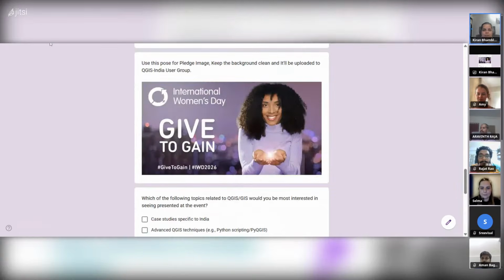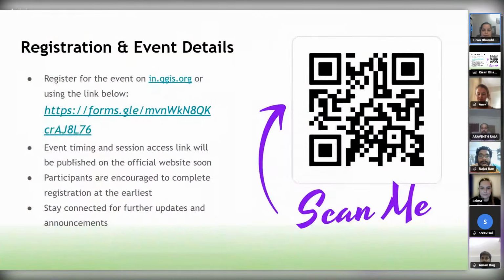Once we get all the responses, I'm sure we'll be able to share the timeline as well as the session access link, which will be published on the website very soon. I'm hoping by Monday, but let's see. It is a very good opportunity for women to come forward and showcase their studies and how they are working. We will also be mapping all the case studies from the responses to the form. That's why we have asked for the location in the form, so that we can use QGIS to web.